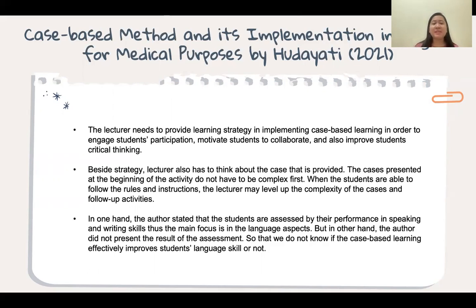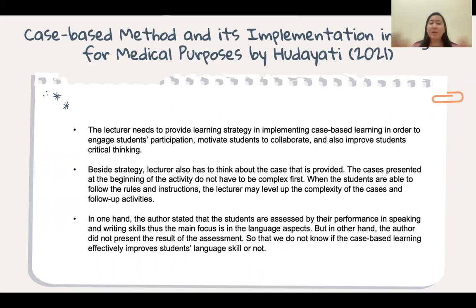The case presented at the beginning of the activity does not have to be complex at first. When the students are able to follow the rules and the instructions, the lecturer may level up the complexity of the case and follow up the activity. So it means the cases start from the easiest one and then move to the harder, something like that.